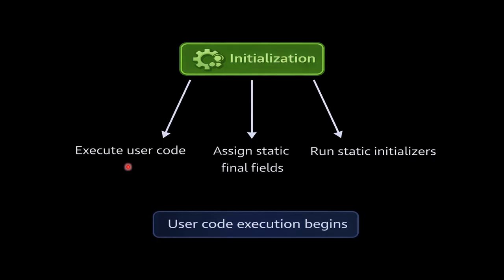When the JVM initializes a class, it starts by running the code you wrote. Second, it assigns static final fields. So it sets values for constant variables, static final fields. Third, it runs the static initializers. So it runs any special setup code called static blocks. For example, if you have a static block that prints a message, it will run during this step. This makes sure the class is ready to work properly. So user code execution finally begins in the initialization process.